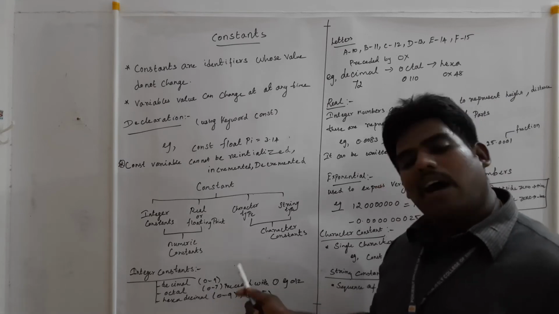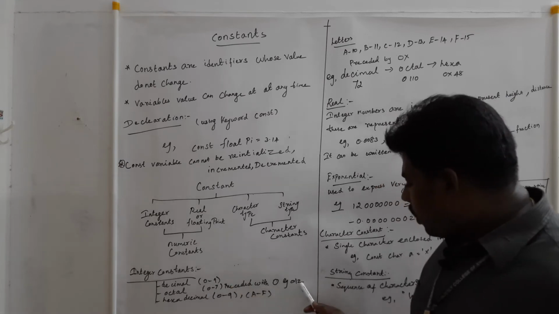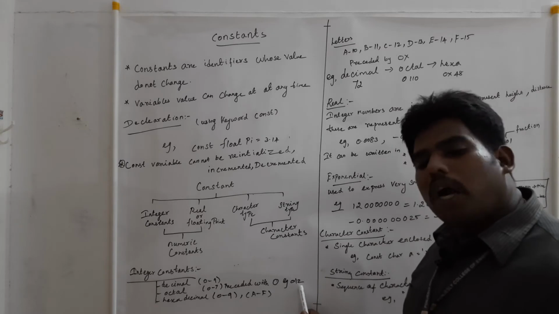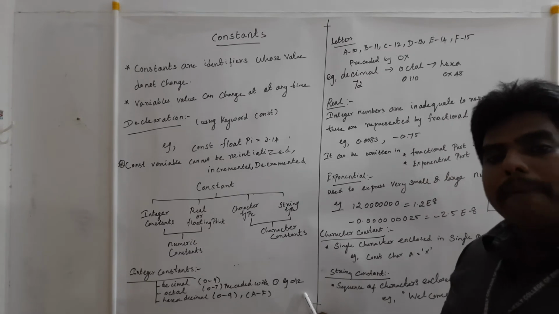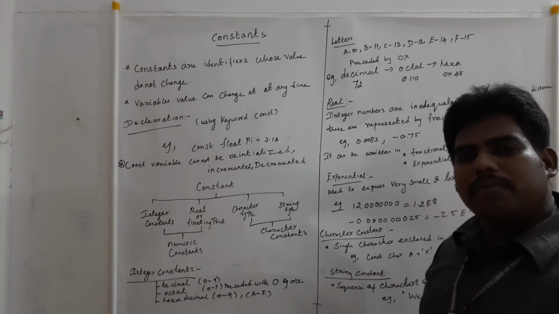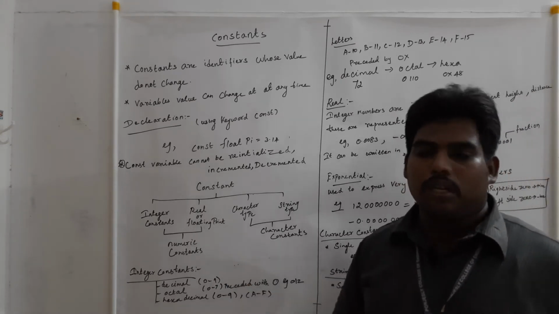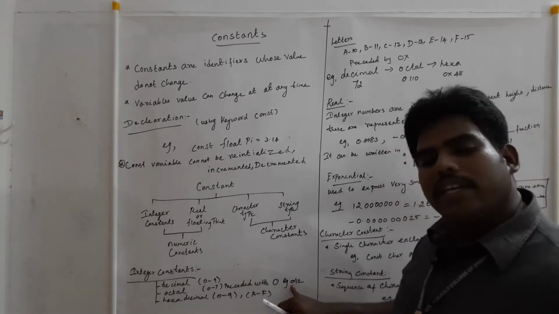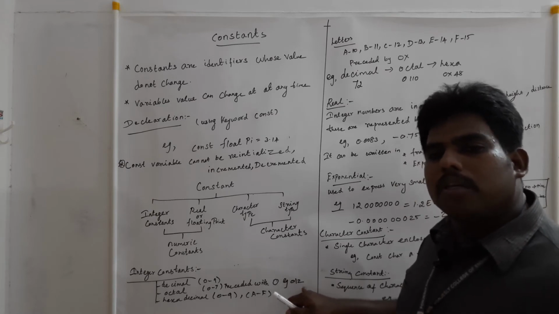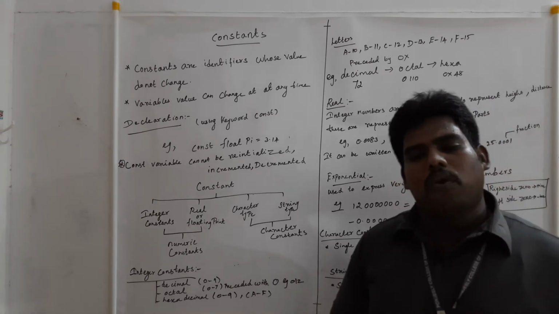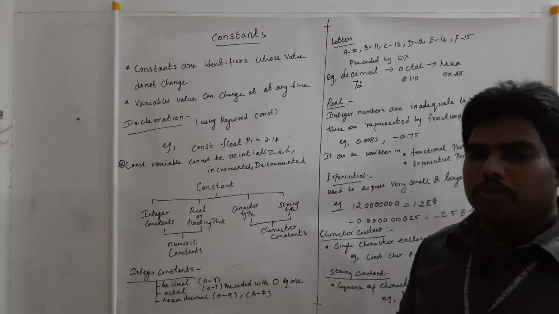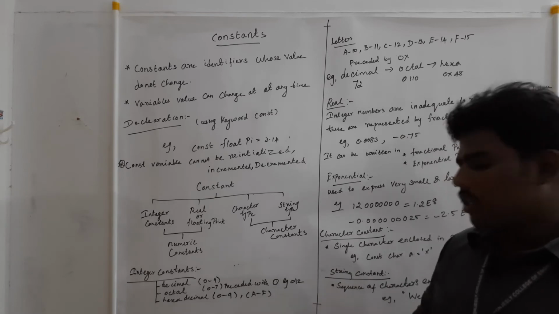So for the octal number, before this 12, O is preceded. Preceded means before the number we have to write the octal symbol. So we can find out octal number 12. Small o as well as capital O will be used to represent the octal number.